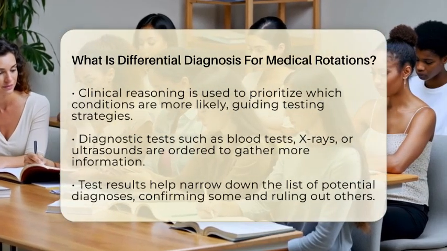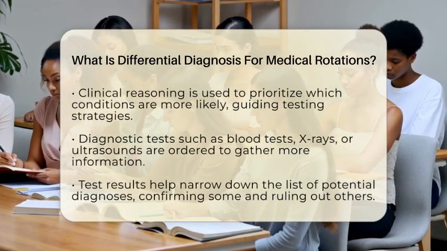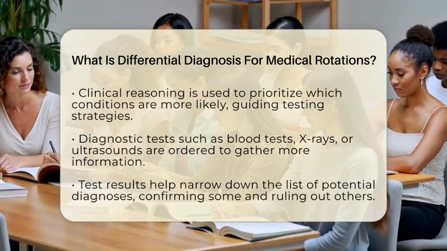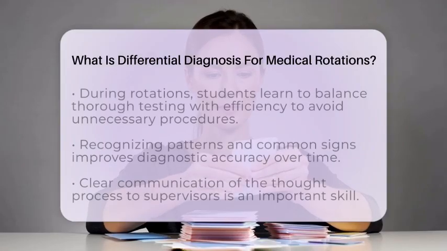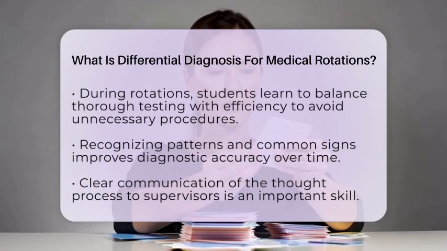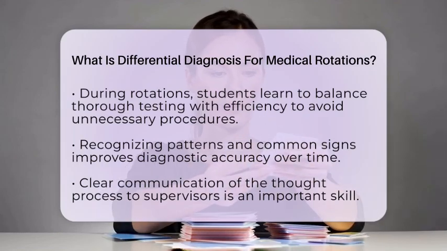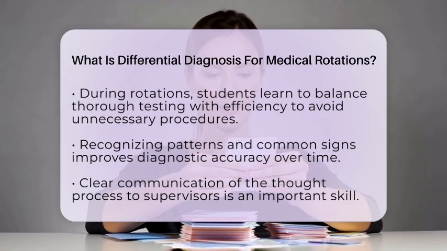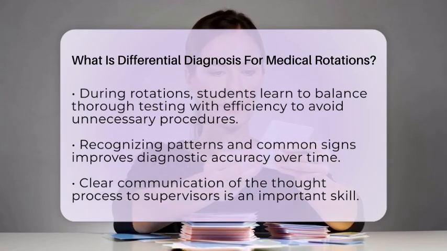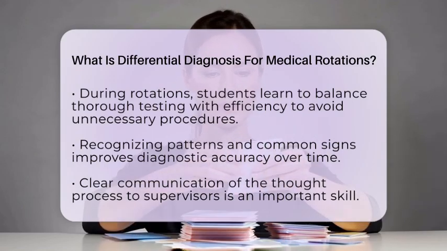Diagnostic tests are your next tool. You might order blood tests, X-rays, ultrasound, or other imaging studies. For example, an electrocardiogram can help rule out a heart attack, while a chest X-ray can show lung issues. Interpreting these results helps you narrow down your list further. Sometimes, tests confirm a diagnosis, and other times they rule out certain options.